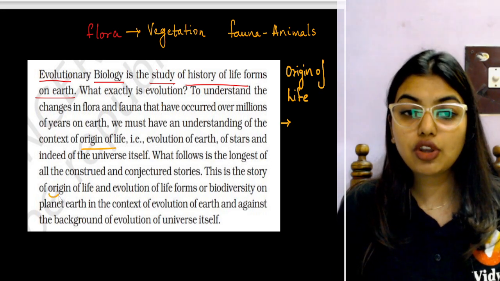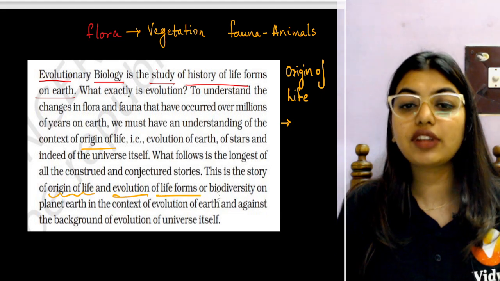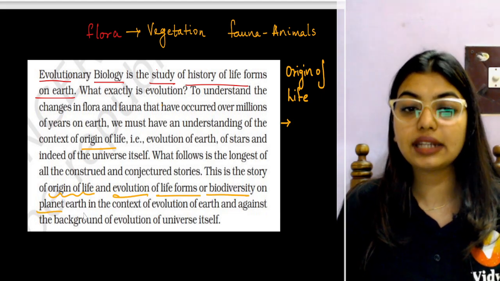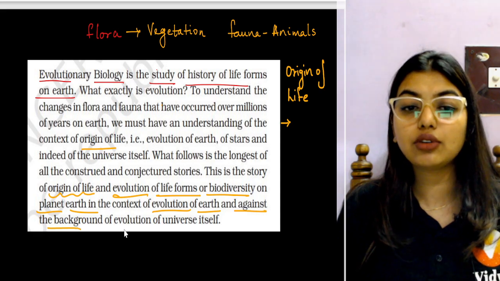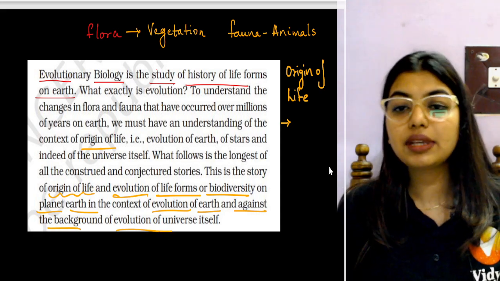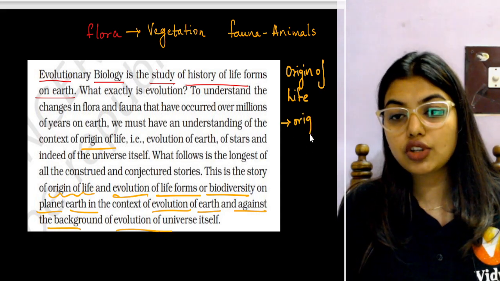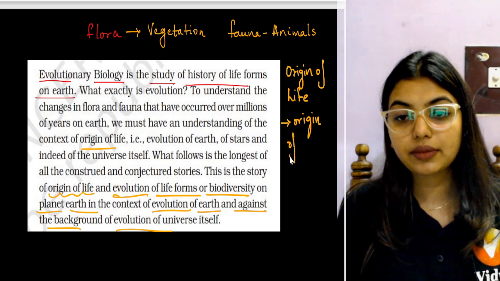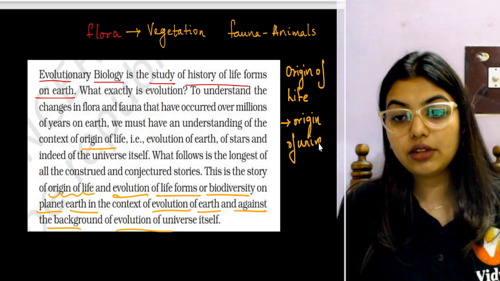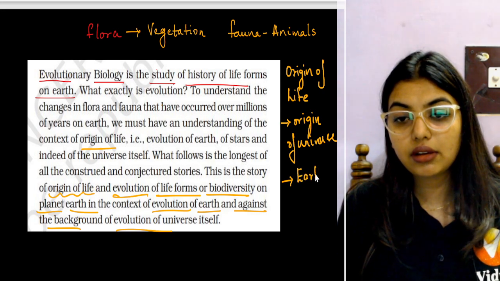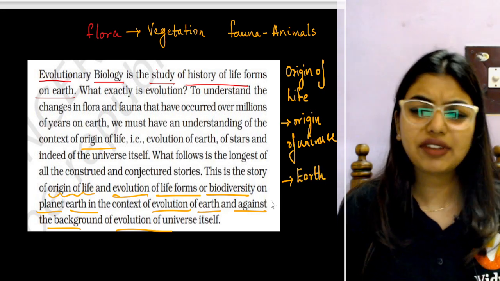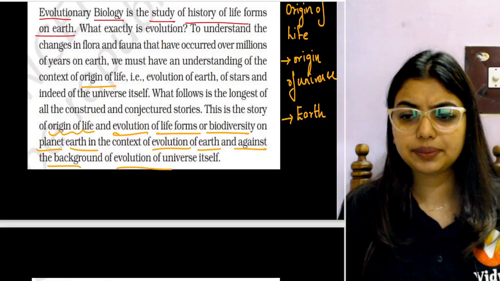So this is a story of the origin of life, evolution of life forms, or biodiversity on planet earth, in context to the evolution of earth against the background of the evolution of the universe. So basically you're going to study how the origin of the universe happened, then only you're going to study how earth was formed, or how life happened on earth, and multiple things like that.